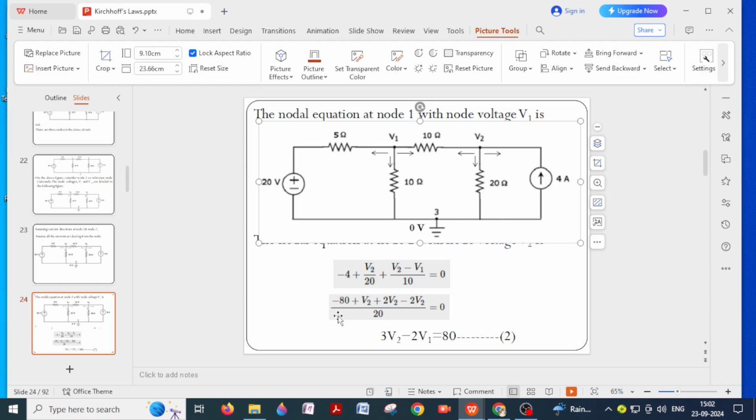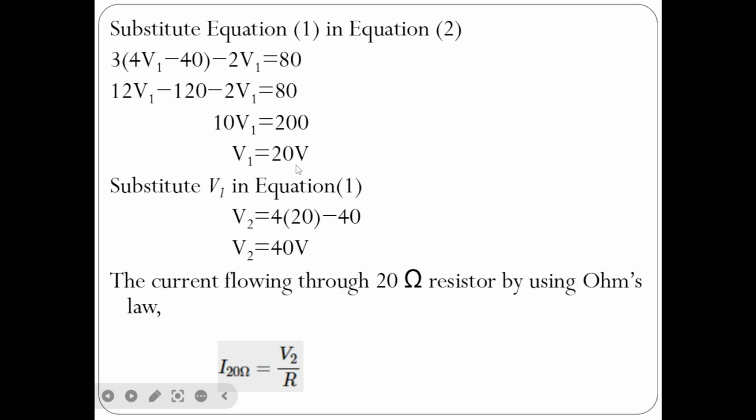Now substitute equation 1 in equation 2 and simplify it. 3 into 4V1 minus 40 minus 2V1 equal to 80. 12V1 minus 120 minus 2V1 equal to 80, 10V1 equal to 200, V1 equal to 20 volts. Substitute V1 in equation 1, you will get V2. We have got V1 as 20 volts, V2 is 40 volts.